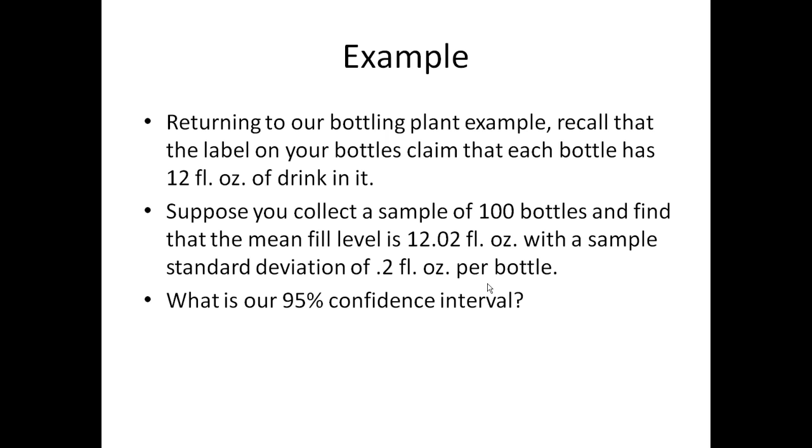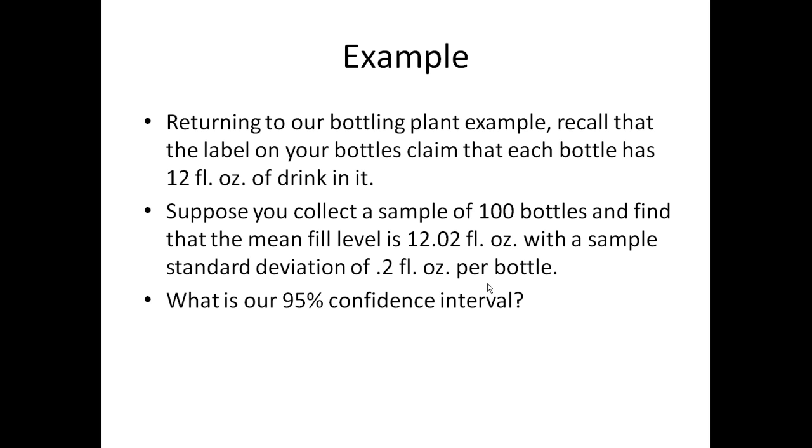So let's return to our bottling plant example, and we recall that we said that each of our bottles has 12 ounces in it. So assume that we collect a sample of 100 bottles. And in those 100 bottles, we find that the mean fill level is 12.02 fluid ounces, so that is going to be our sample mean. And we have a sample standard deviation of 0.2 ounces per bottle. We can use this information to calculate a confidence interval.